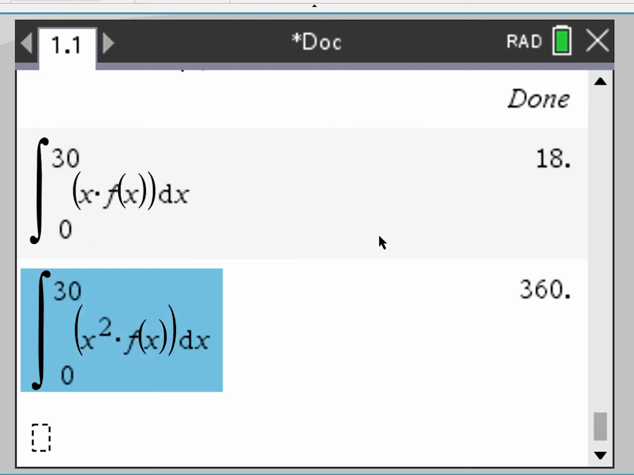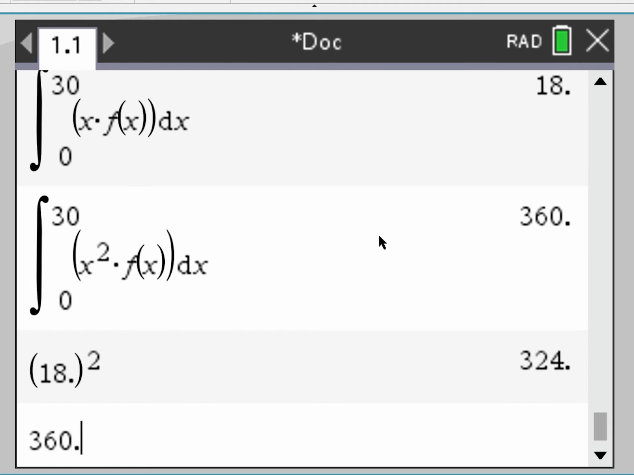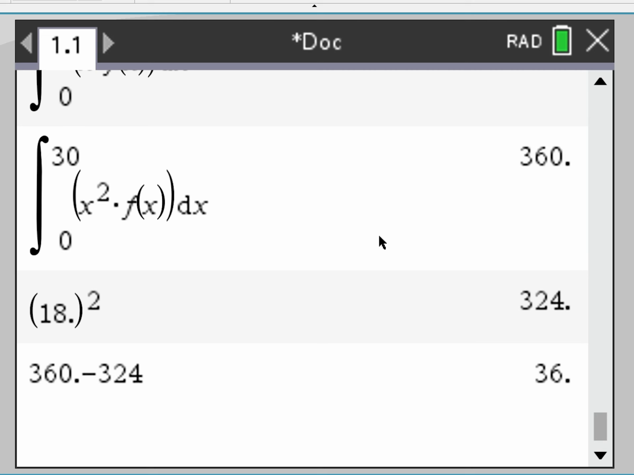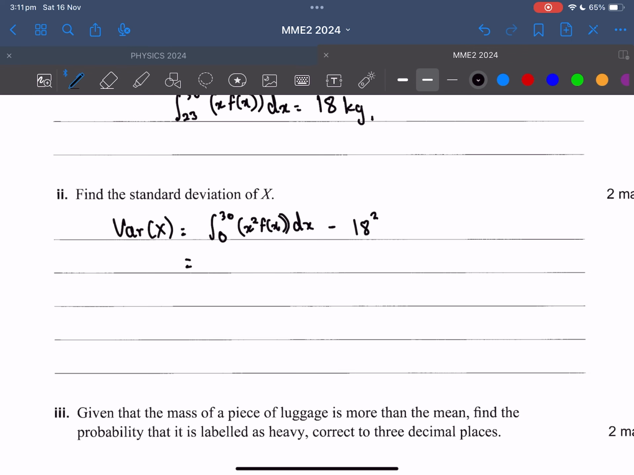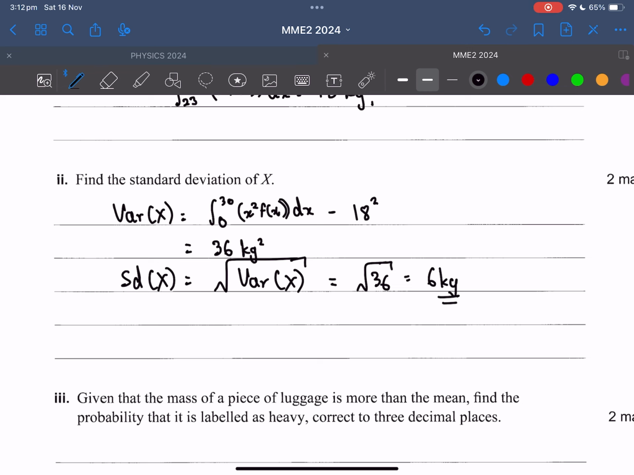So 360, and then we have to take it away, so squared. So 360 minus 324, we have 36. Okay, so variance is 36 kilograms squared, and so our standard deviation we know is going to be the square root of variance, which is equal to the square root of 36, which is equal to 6 kilograms.